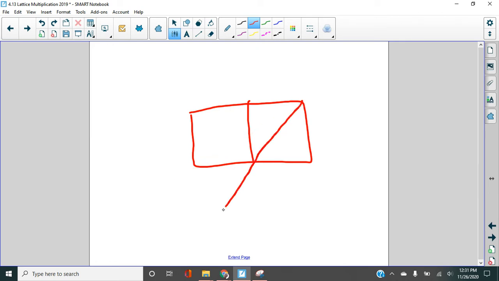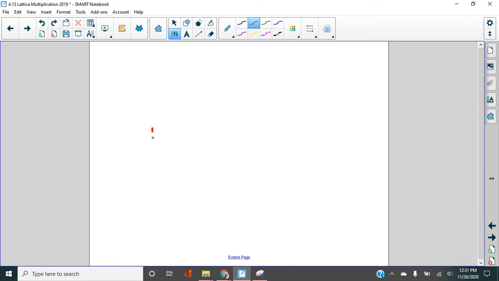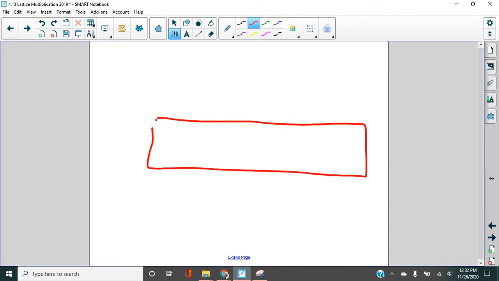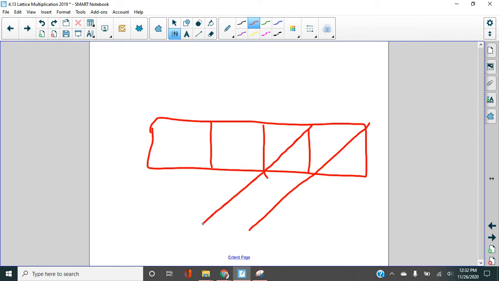Corner to corner and through. See how that looks? If you have longer ones, maybe you want to do a 4-digit number times a 1-digit number. 1, 2, 3, 4. Corner, corner, through. Corner, corner, through.